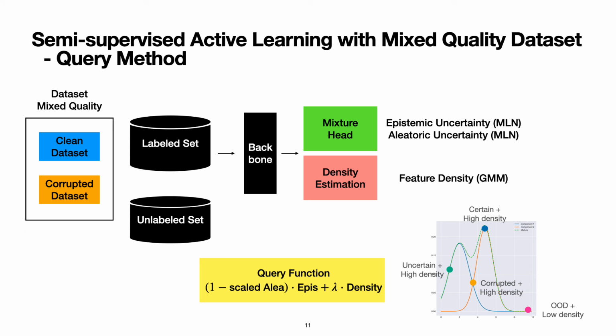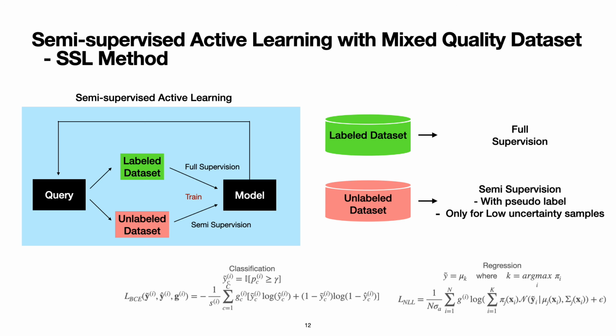First of all, I propose to use mixture model, but also use feature space density as a query function. The proposed query function is in the yellow box, which aims to gain instances with low aleatoric uncertainty but high epistemic uncertainty. Furthermore, I added feature space density to penalize samples from being too far from learned samples. This is to prevent querying near OOD samples, which may not be informative.